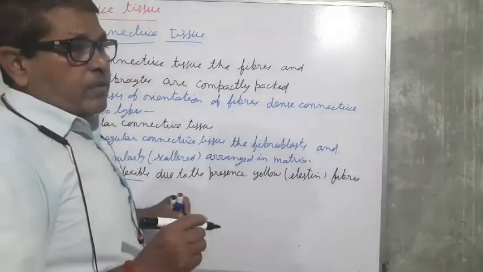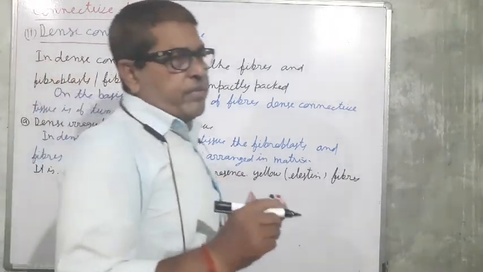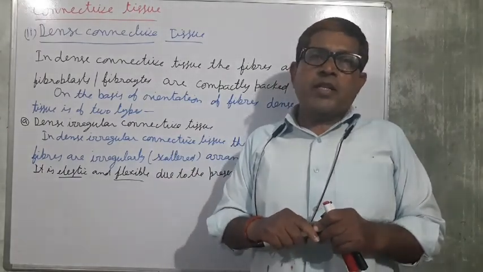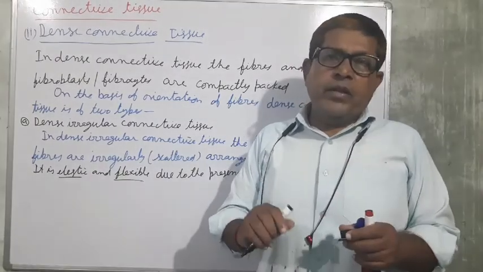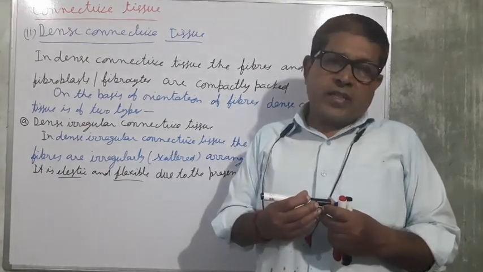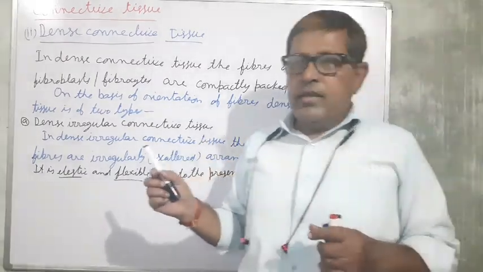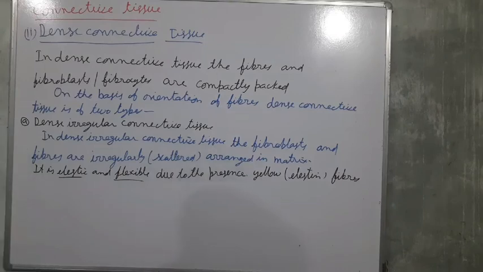Example is the ligament. Ligament joins bones together, as I told you that the dense regular connective tissue example is the tendon. Tendon joins bones with the muscles, while ligaments join bones together.